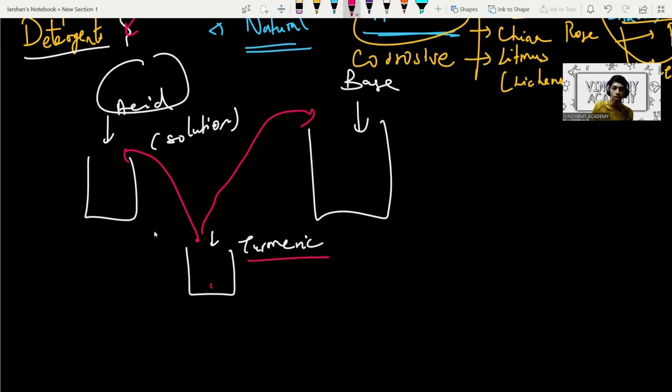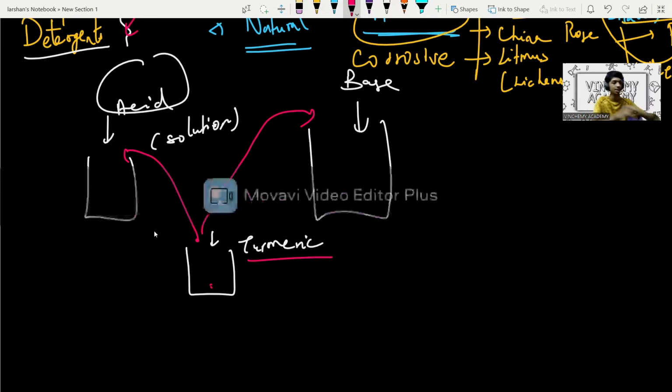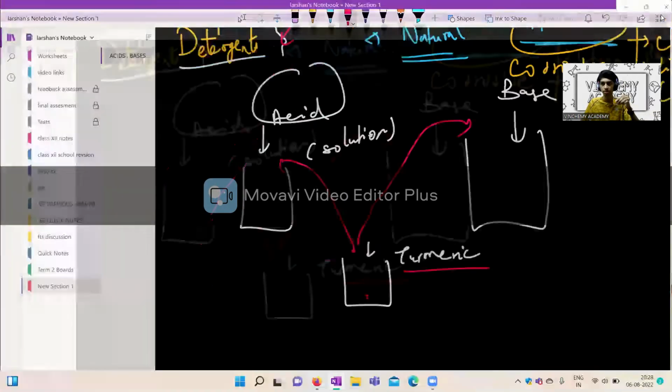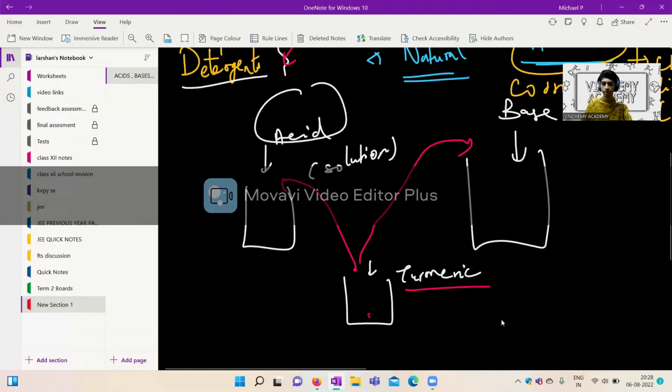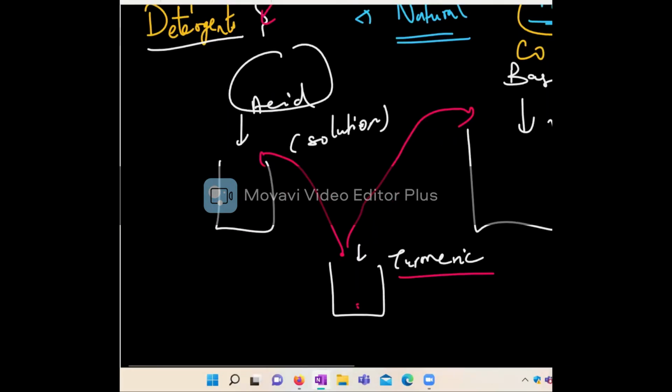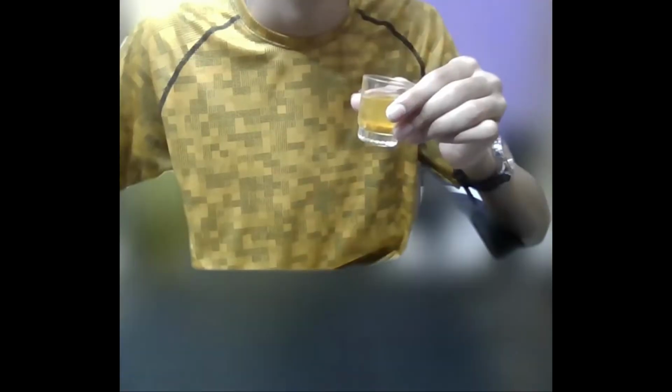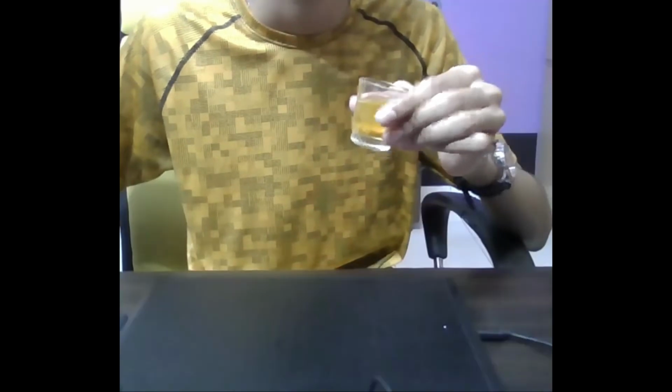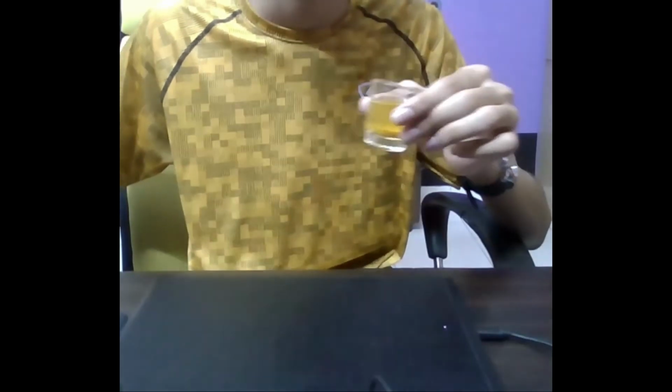So you all know what color turmeric powder is, right? If you don't know, have a look here. This is turmeric. You all see. Okay. So basically, it's yellow color, right?